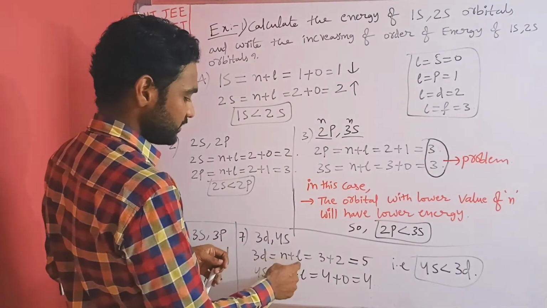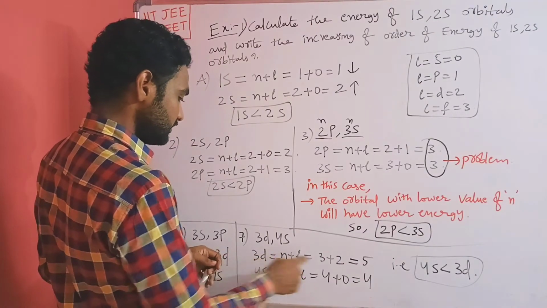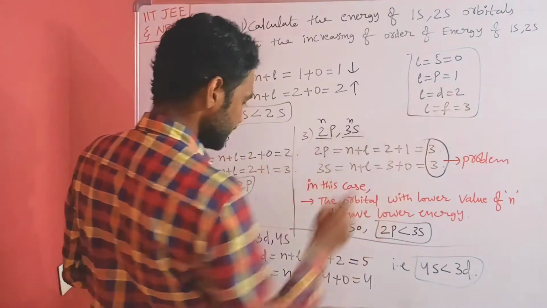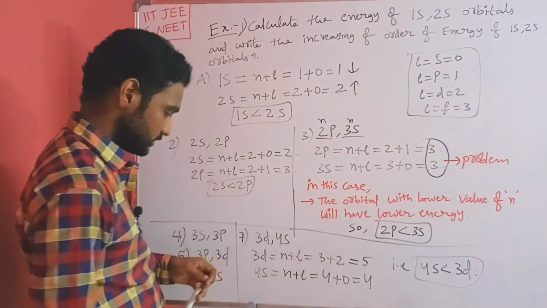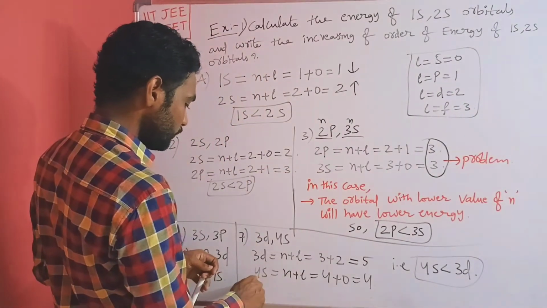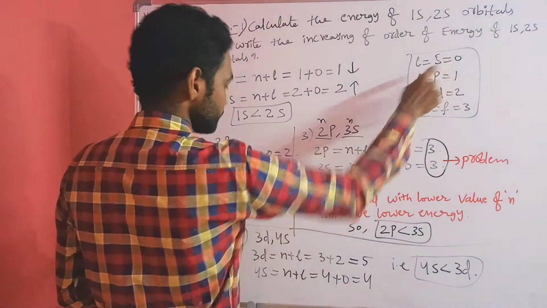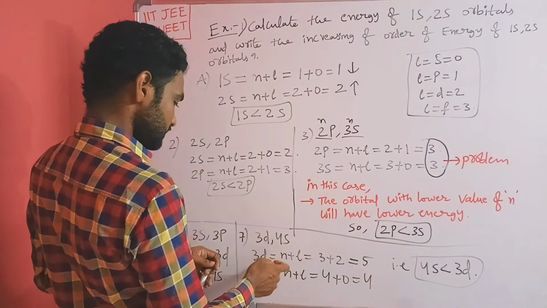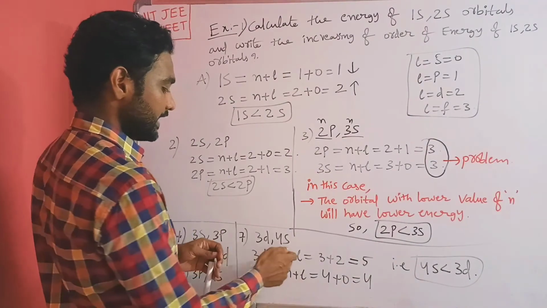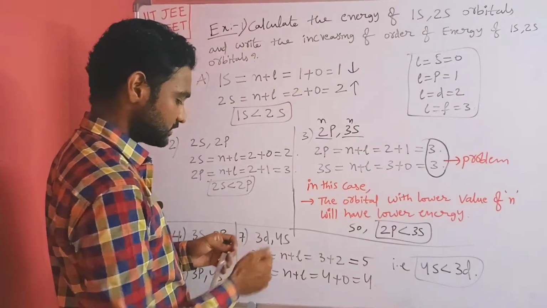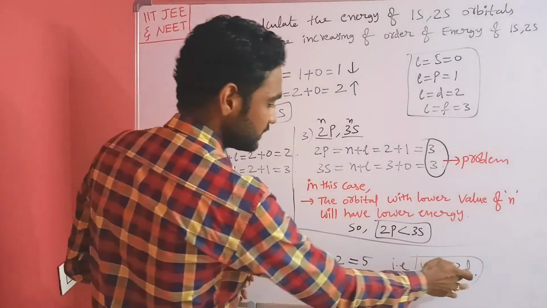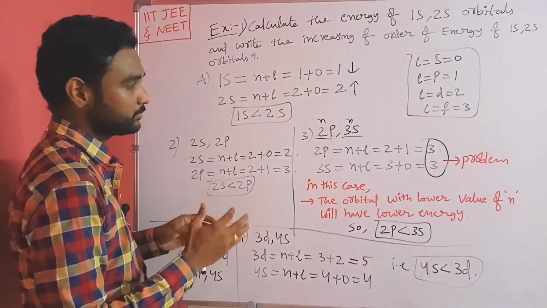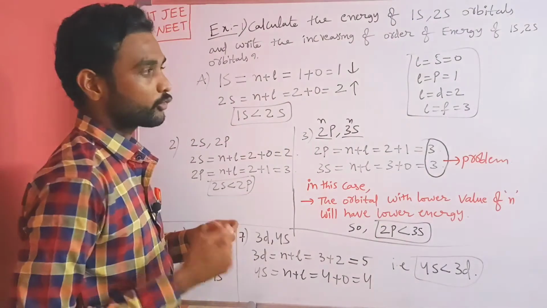3d n plus l value: here n value 3 and l value for d orbital is 2. Okay, totally 5. Next 4s, n value 4, s orbital l value 0, 4 plus 0 is 4. Now here 3d orbital has more n plus l value. It means 3d orbital has more energy than 4s. Have you understood? Now this is simply about the n plus l rule.